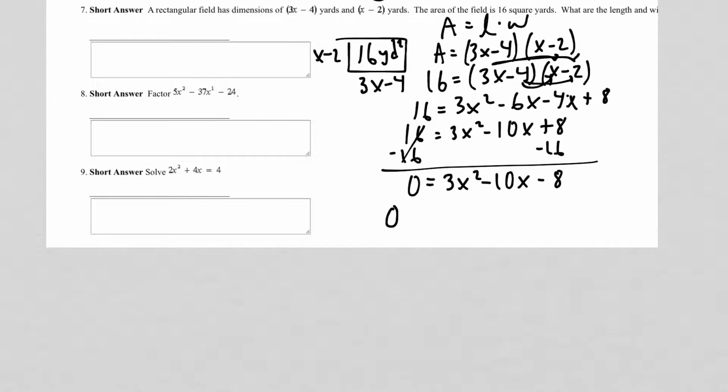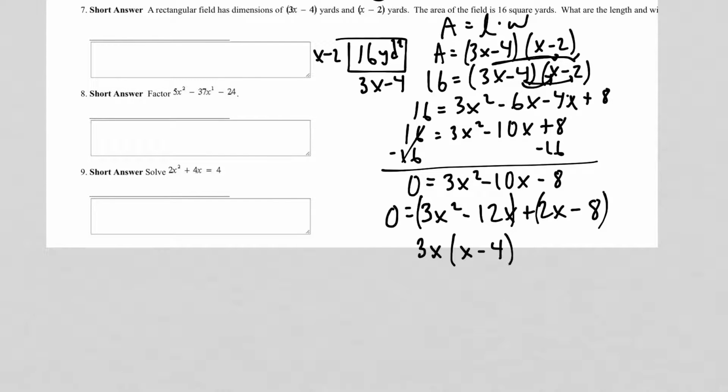So here we go. 0 equals 3x squared minus 12x plus 2x minus 8. Factor by grouping. I'm going to group these together, and I'm going to group these together. Factor out a 3x from the first one, so 3x times x minus 4. Factor out a 2 from the second one, so 2x minus 4. The x minus 4 is one of the factors. The other factor is 3x plus 2.